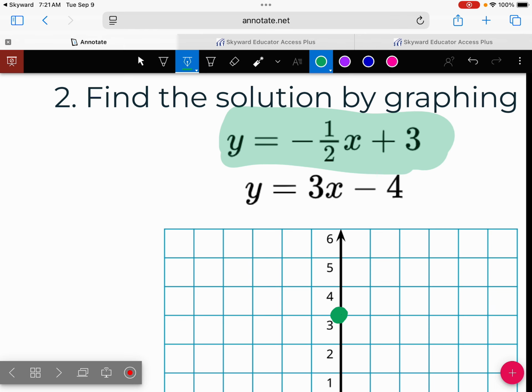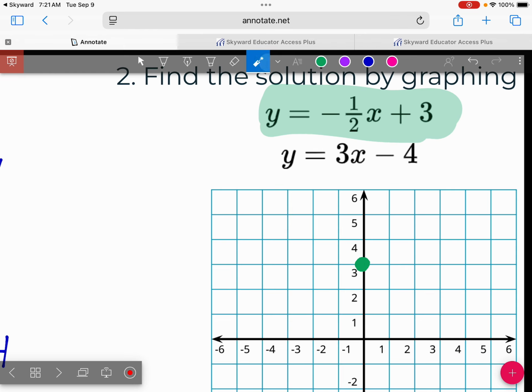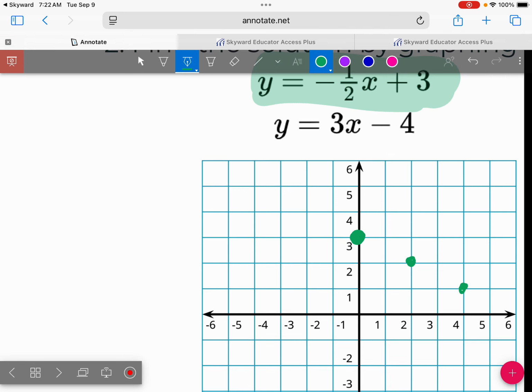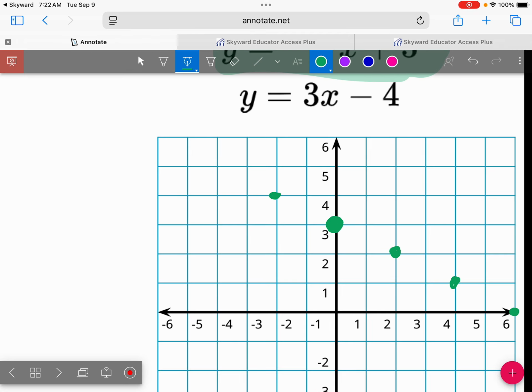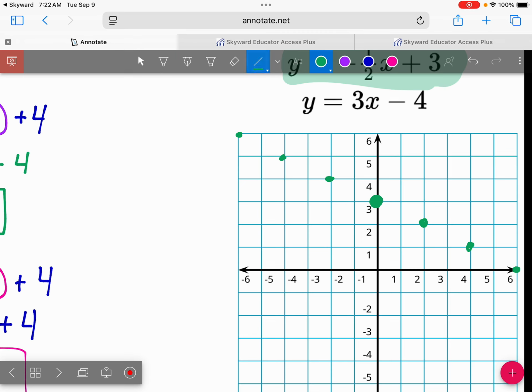How do I get to my next point? Down 1, right 2. So we're going to go down 1, right 2. Down 1, right 2. I could also go up 1 and left 2. That would also work. Helps to fill in a few more dots. The more dots you have, the easier to connect them up.